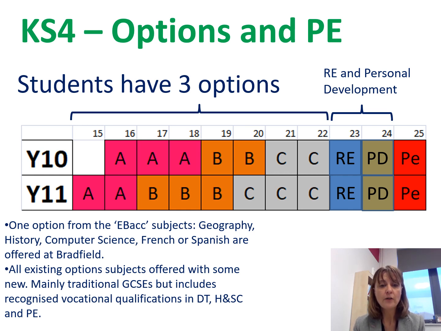What you can see on the screen here, where we've colour coded and called things A, B and C, relates to the number of lessons each week that they will be studying their option subjects. And what you can see is that if a subject in Year 10 is studied for 3 hours a week, then in Year 11 that will be studied for 2 hours a week, and vice versa. If that subject is studied for 2 hours a week in Year 10, they will then get 3 hours a week in Year 11. And that is so that we can maximise the number of subjects that can be delivered during a 25 period week.